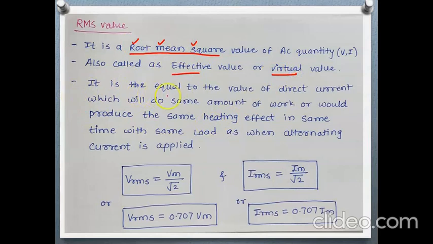It is equal to the value of direct current which will do the same amount of work or produce the same heating effect in the same time with the same load as when alternating current is applied, and that value is nothing but the RMS value.